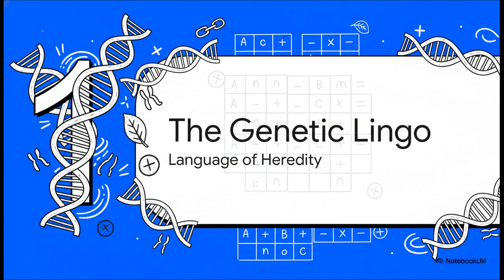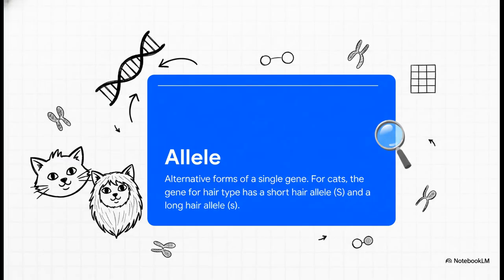Okay, first things first, we have to learn to speak the language of genetics. Getting these key terms down is the absolute foundation for everything we're going to do next, so let's dive in. Let's kick things off with the word allele. So think of a gene as a category, like hair type. An allele is just a specific option within that category.